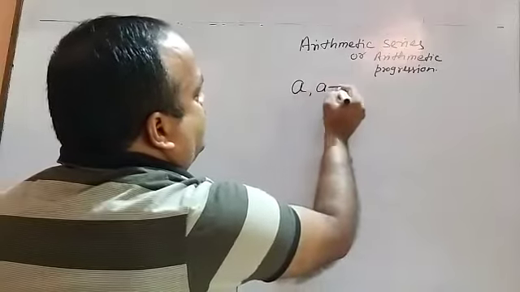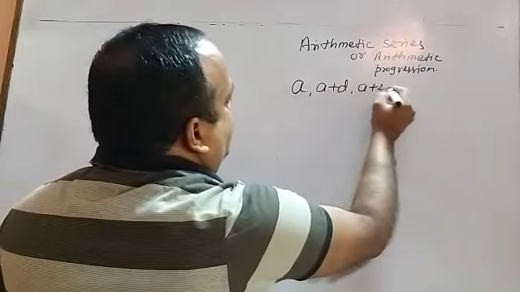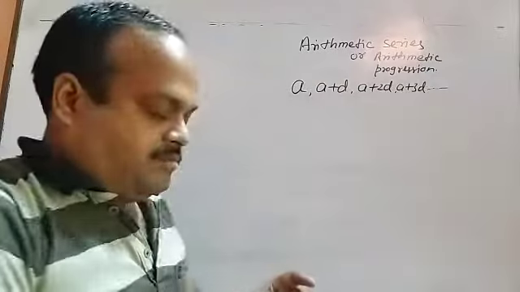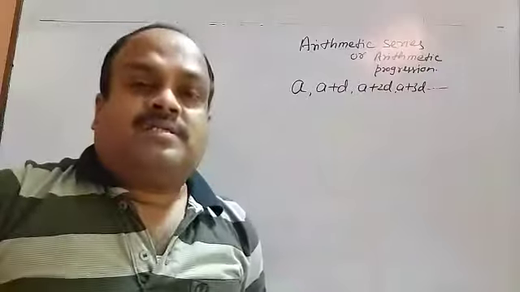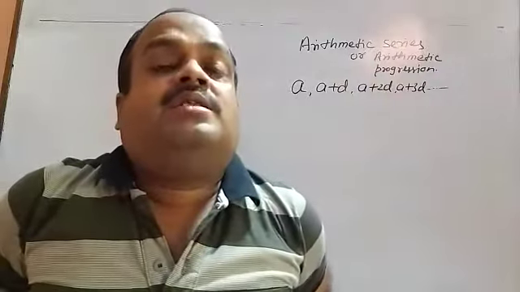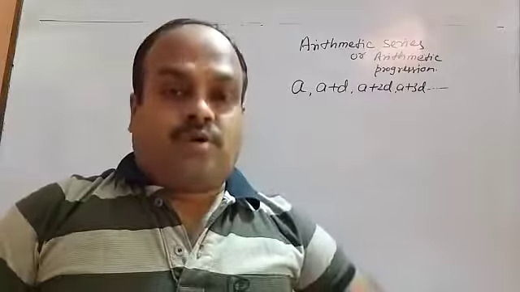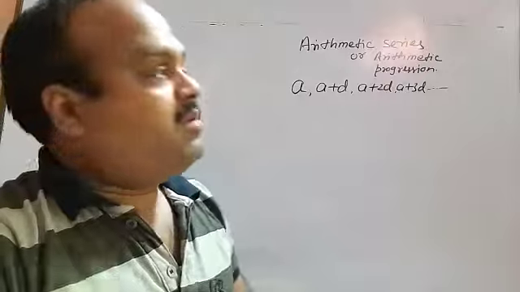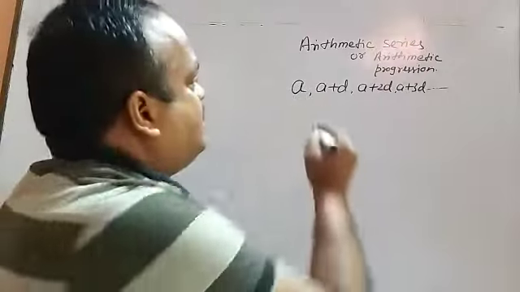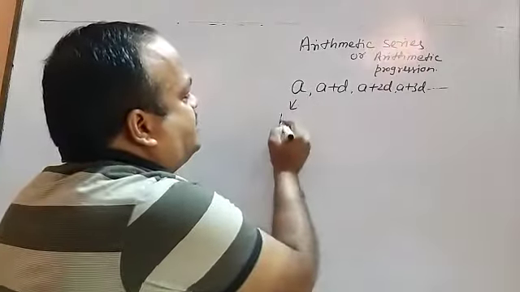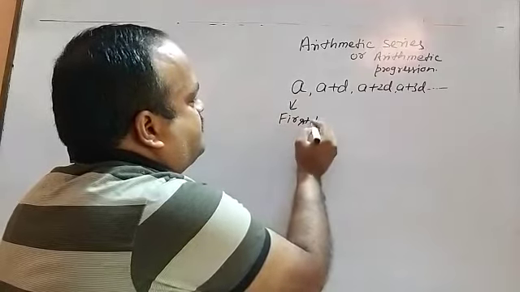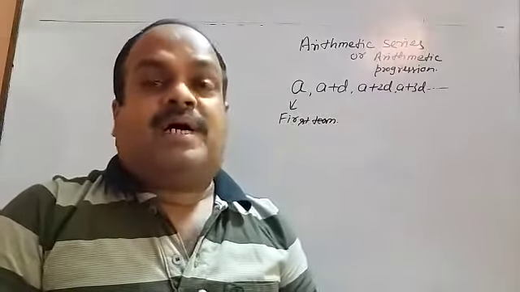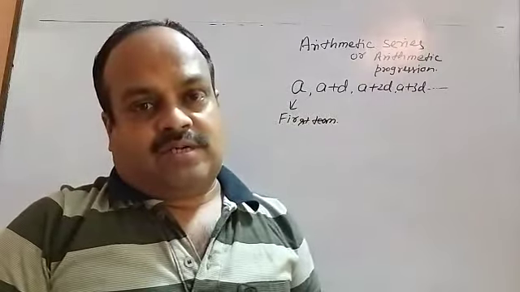a, a plus d, a plus 2d, a plus 3d, and so on. This is the way of considering an AP. AP is the short form of arithmetic progression. Keep it in mind. Here a is the symbol for the first term, and this first term is denoted by the symbol T1 also, my dear students.